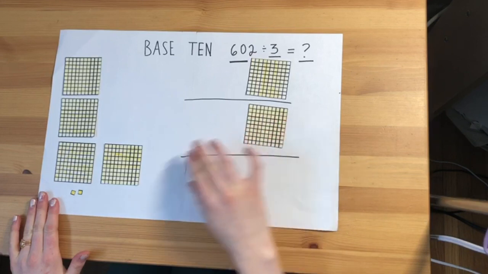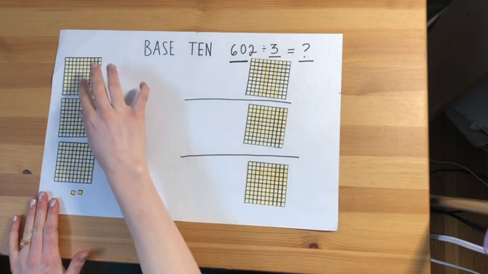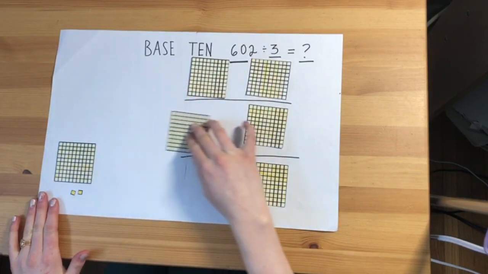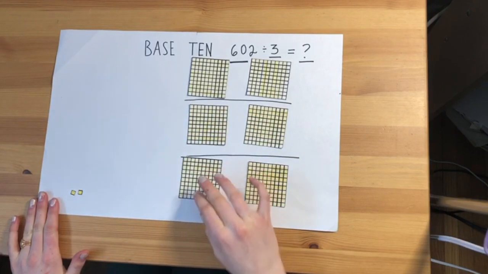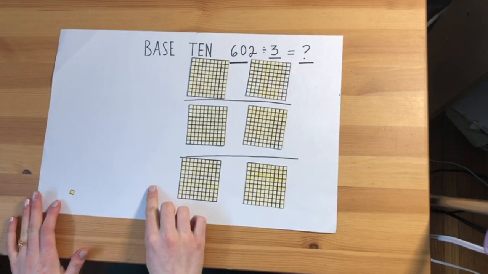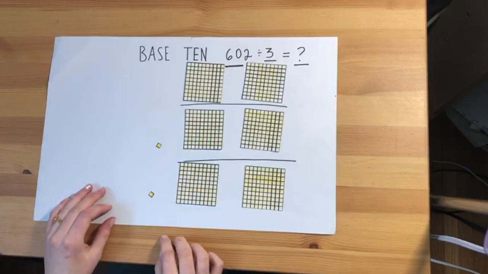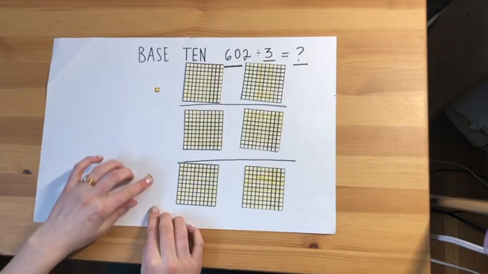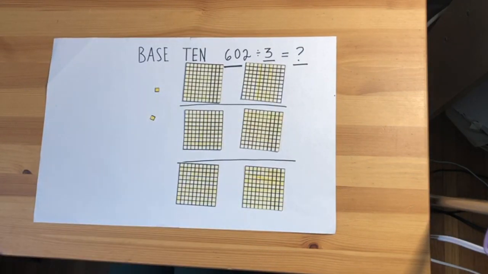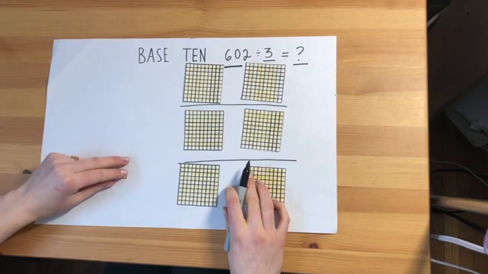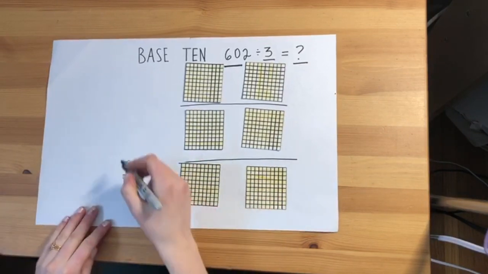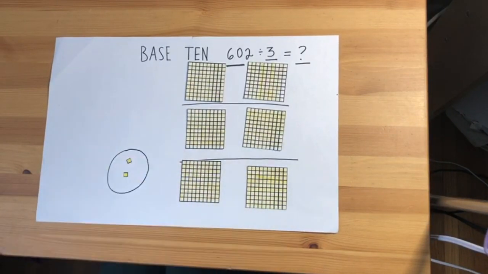To start, I have divided the 600 flats. They divide evenly with 2 in each section. The single units cannot divide evenly, so they become a remainder. We see demonstrated here that the answer to 602 divided by 3 is 200 remainder 2.